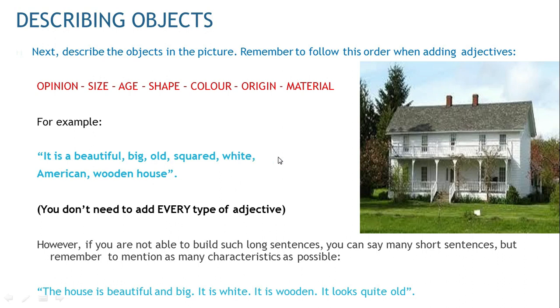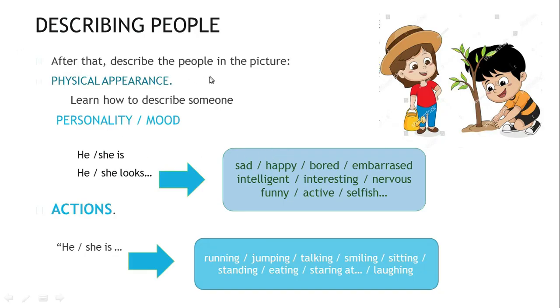So next is describing people. After describing the objects, now you have done the locating. First you locate the things, what they are and where they are placed. Then you describe the things, how they look, and now you are describing the people. After that, describe the people in the picture.